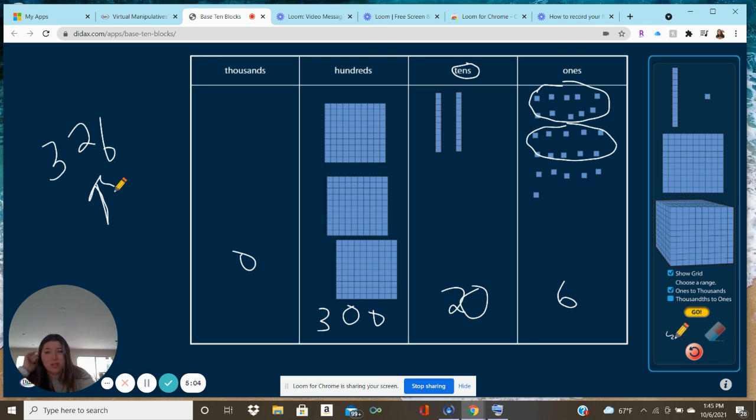I hope you guys enjoyed my little demonstration on how to use base 10 blocks and hope that it gives you a little bit of help on breaking down and regrouping.